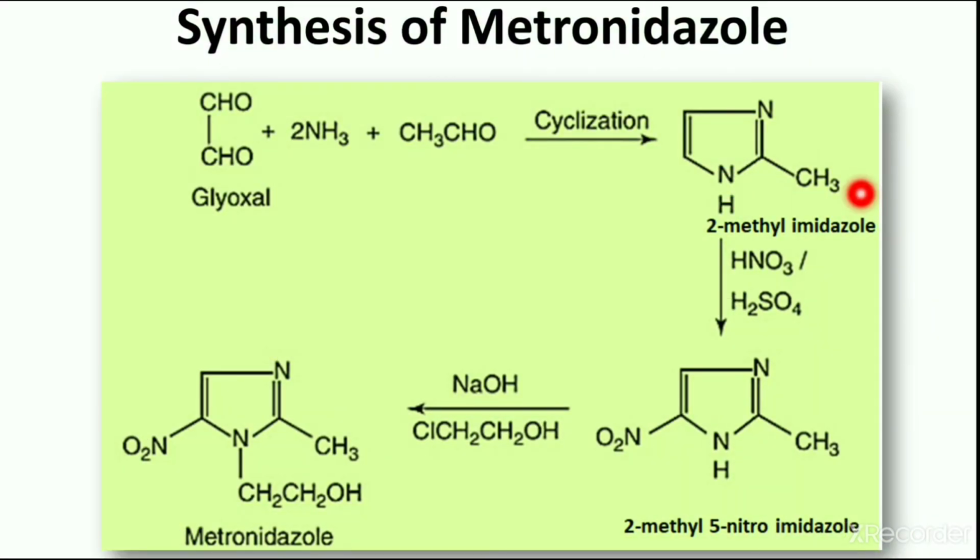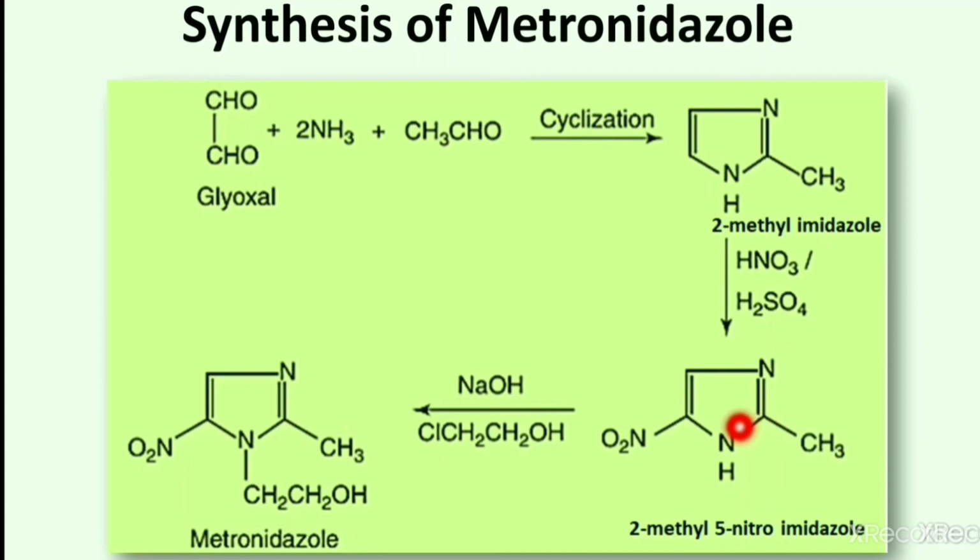In the second step of the reaction, 2-methylimidazole undergoes nitration reaction in the presence of nitric acid and sulfuric acid and forms 2-methyl-5-nitroimidazole. In the third step, 2-methyl-5-nitroimidazole reacts with 2-chloroethanol in the presence of basic medium and finally forms metronidazole.